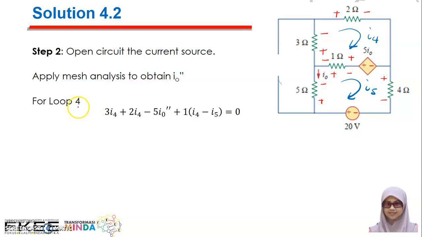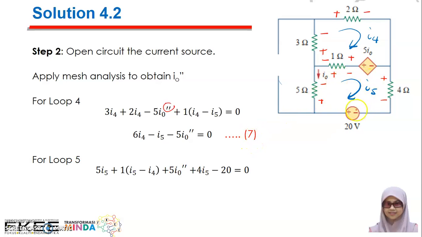Alright, and then for loop number 4, you apply your KVL. So starting from here, you have 3i4 plus 2i4. You have a negative terminal, so that's why minus 5i0 double prime, plus 1 multiplied with i4 minus i5 equal to 0. Okay, and then you just further simplify your equation. You have here 6i4 minus i5 minus 5i0 double prime equal to 0. So here is your equation number 7.